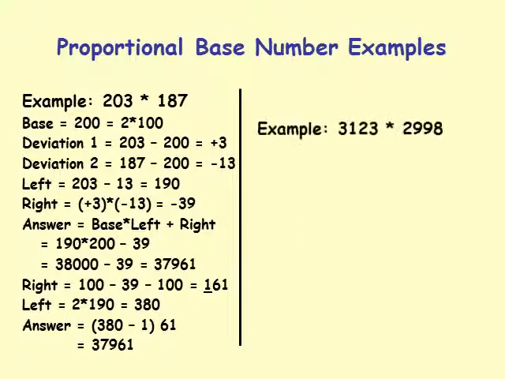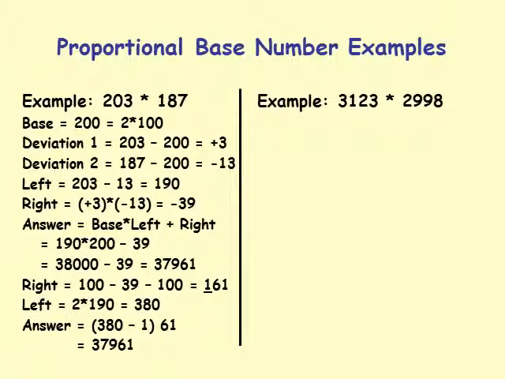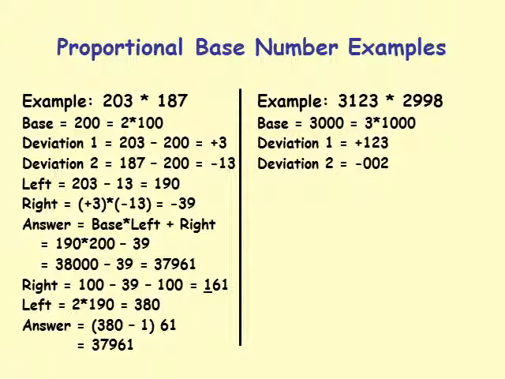Let's continue with another example. This time we'll take 3123 times 2998. Choose a base. Base is 3000, which is 3 times 1000. So the working base in this case is 3000, which I got from 3 times 1000. Now the deviations. Deviation 1: 3123 minus 3000 is plus 123. Deviation 2: 2998 minus 3000 is minus 002. I'm trying to keep it 3 digits on the right, so instead of saying minus 2, I say minus 002.